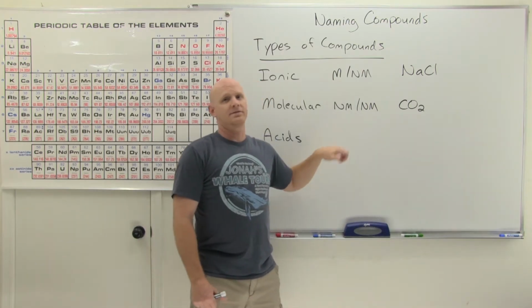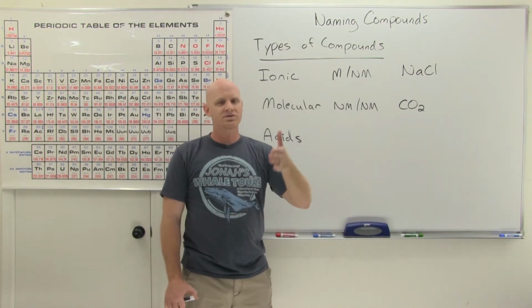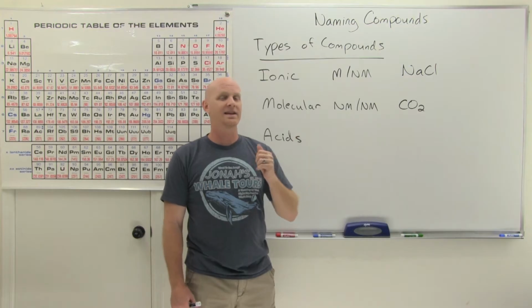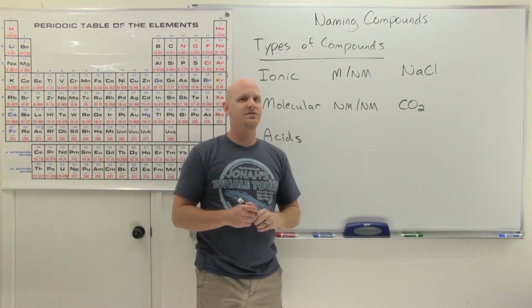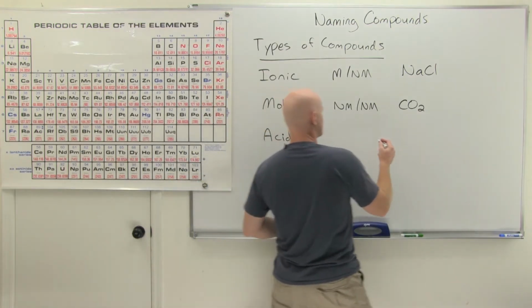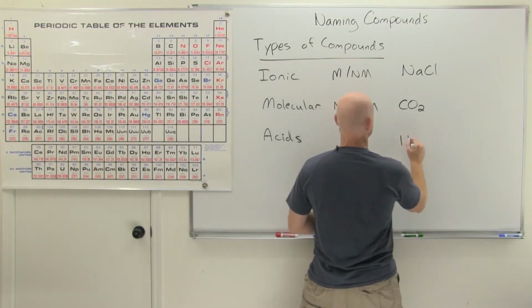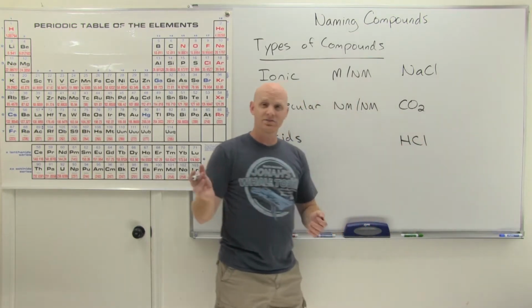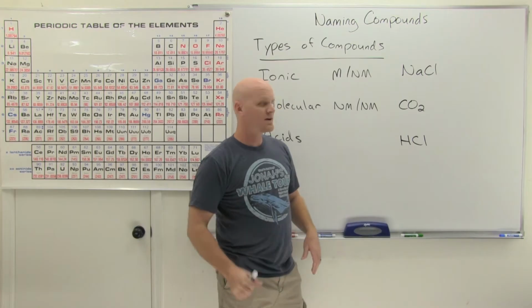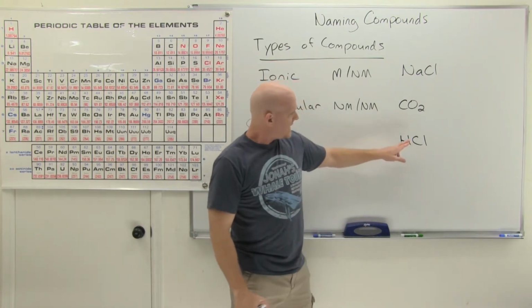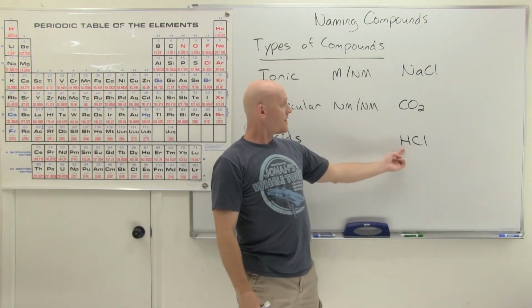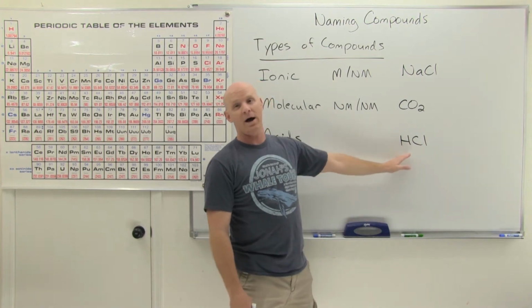Finally, acids. To identify an acid, most compounds where the first element listed is an H can be classed as an acid. The most famous acid of all time is not LSD, it's hydrochloric acid. So get your mind out of the gutter. So HCl, hydrochloric acid, notice it starts with an H, and we call this a binary acid.